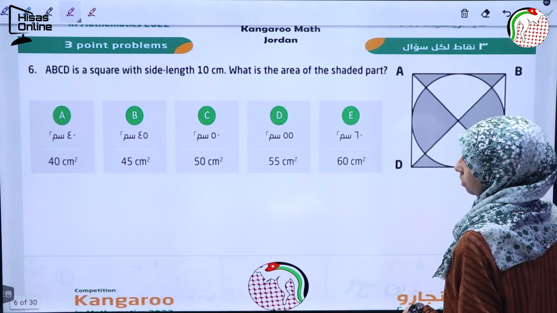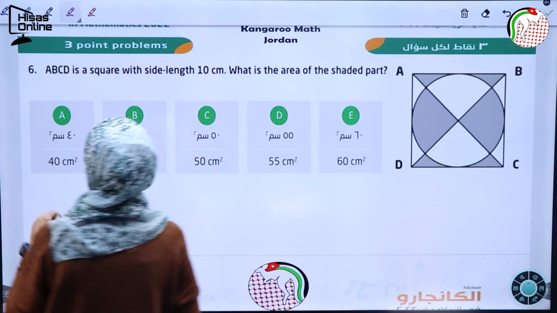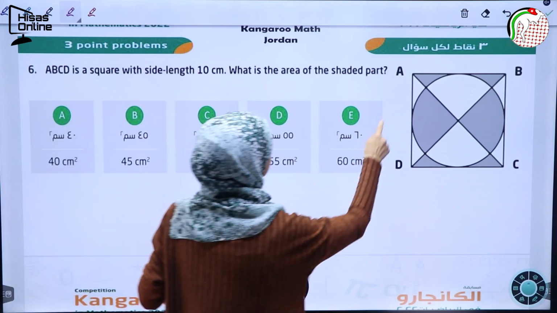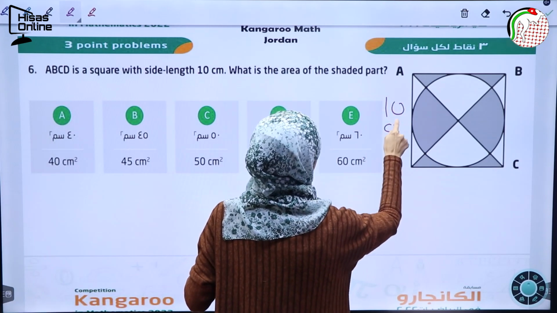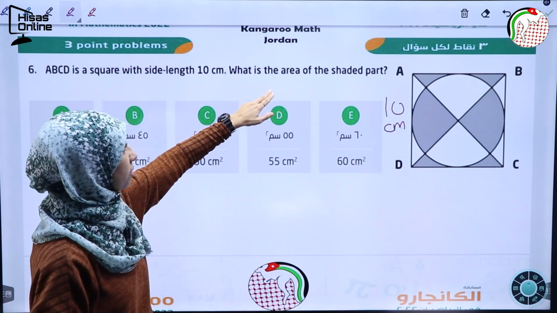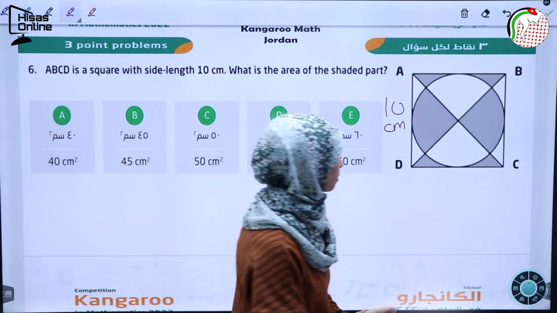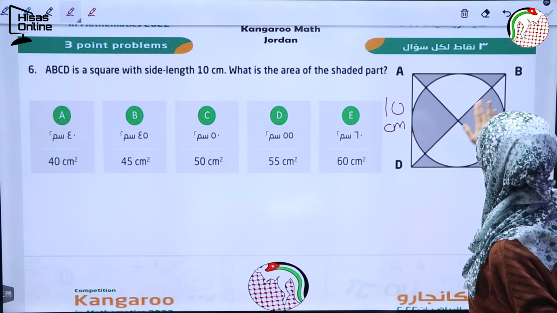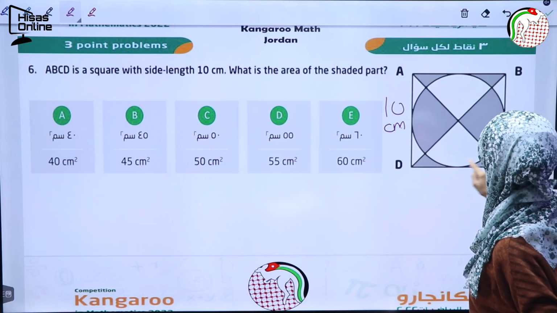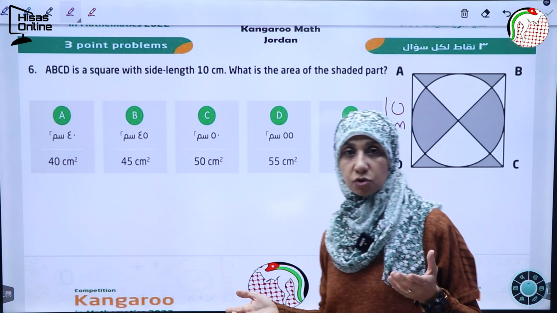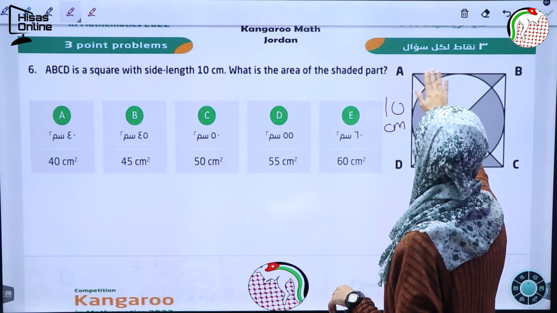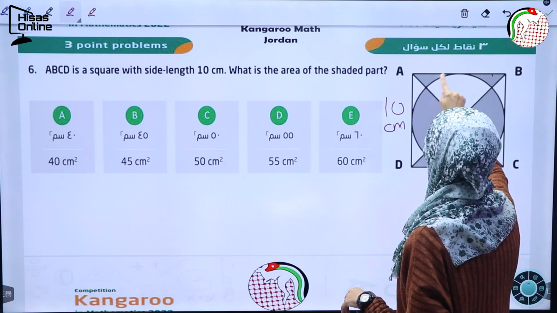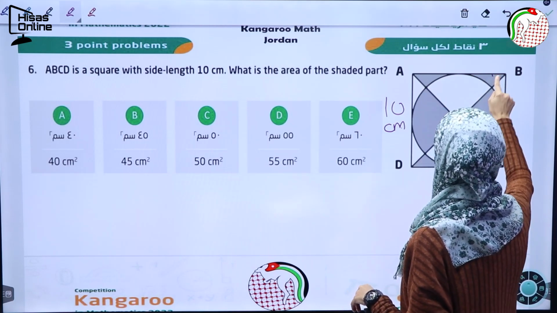Question 6 here. ABCD is a square with side length 10 centimeters. What is the area of the shaded part? Now let's see the shaded part. It's here, here, and those small areas. Now, since this is a square, we have symmetry on this side, and this side, and this side, and this side.